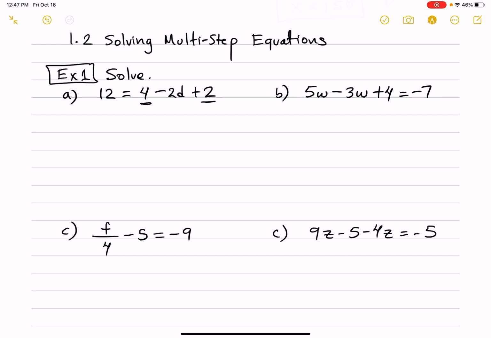2 and 4 are like terms, so we combine them and we get 6. Again, 2 plus 4 makes 6. And then that negative 2d, we didn't do anything to it. And so we get negative 2d plus 6 on the right side equal to 12 on the left side. Now, since we're trying to solve for d here, we're going to go ahead and subtract 6 from both sides to isolate that negative 2d.